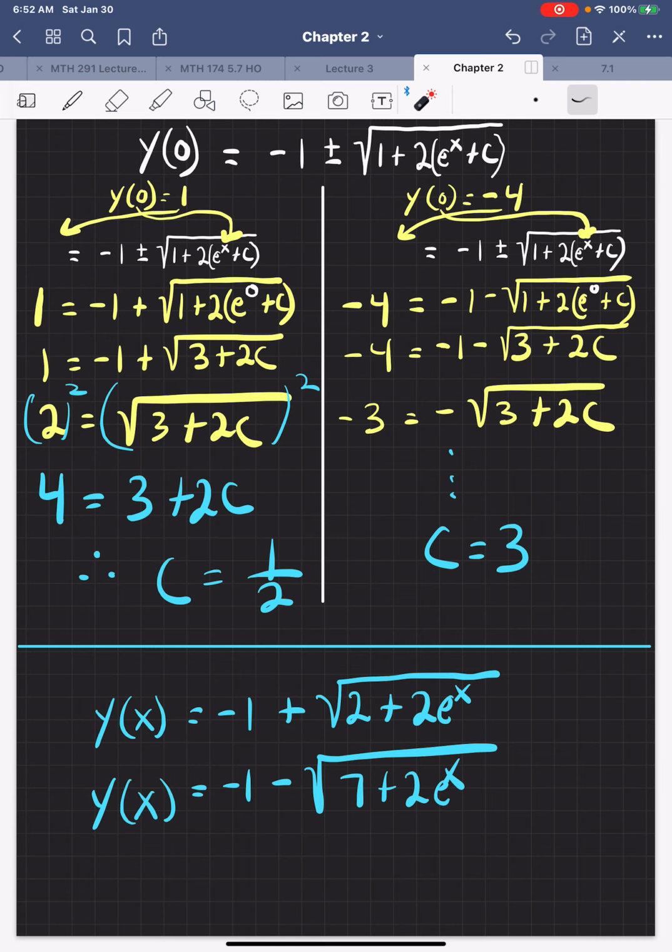And we'll conclude. You'll need some practice, but that is the separation of variables technique.